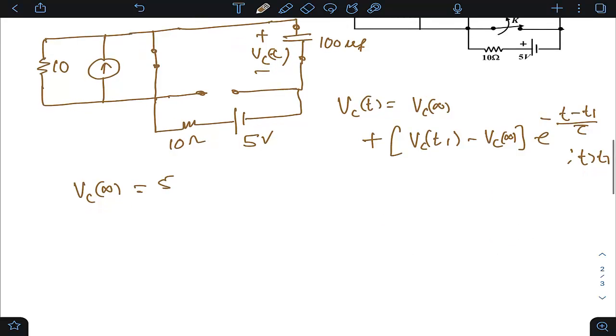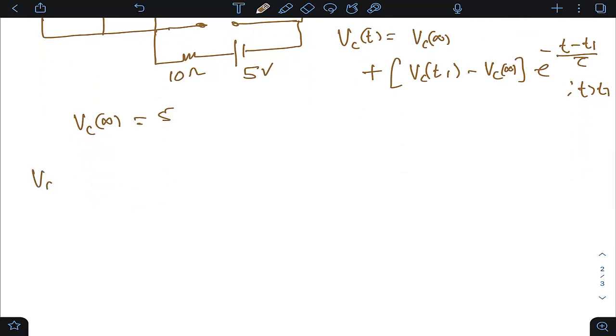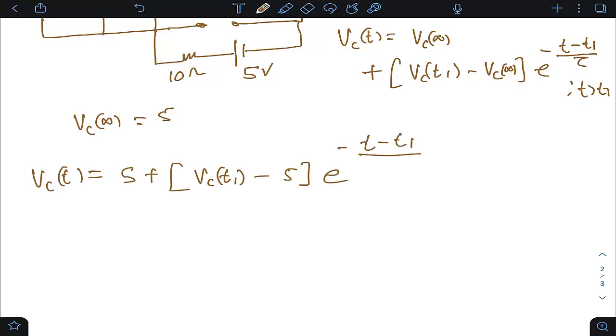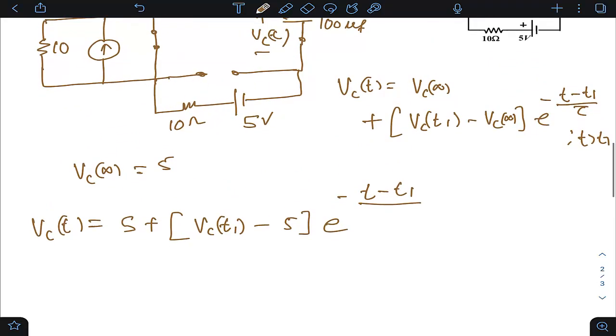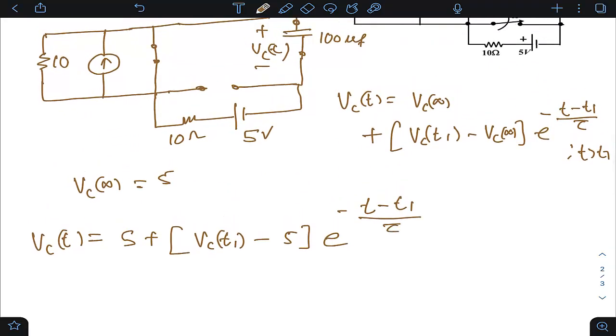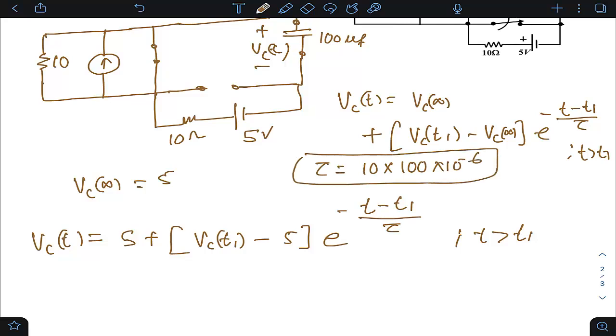So now if I say what is VC(t), VC(t) is equal to 5 plus [VC(t1) minus 5] into e raised to the power minus (t minus t1) divided by the time constant tau. So tau is RC, applicable for t greater than t1. And what is the time constant? Tau is equal to RC, so 10 into 100 into 10 power minus 6.